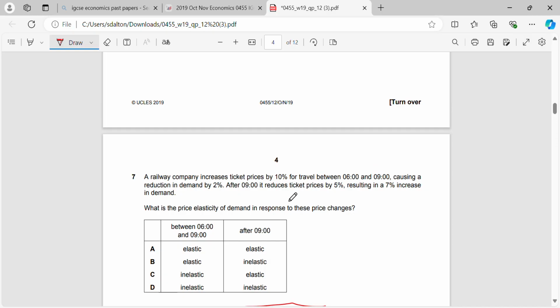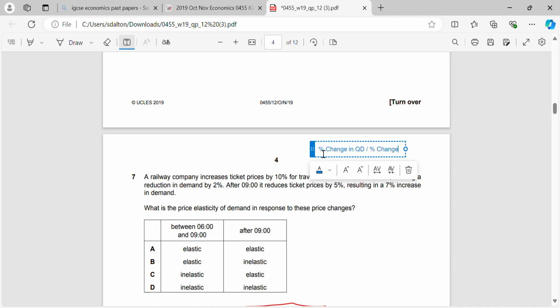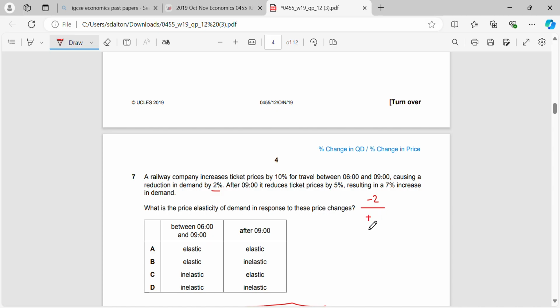7 is a PED question. We just need to calculate the PED. We're told that the price of tickets goes up. First of all, let's put in our formula. It's percentage change in QD divided by the percentage change in price. So between 6 and 9, we're told demand goes down by 2%. So that's minus 2 over plus 10. That will give us an elasticity of minus 0.2.